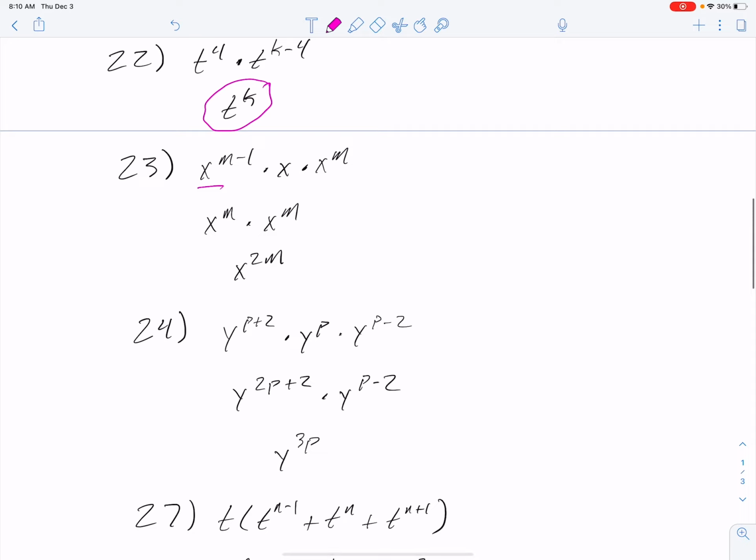23, I'm going to multiply my first two terms together. So m minus 1 plus 1 gets me x to the m, and then m plus m gets me x to the 2m.